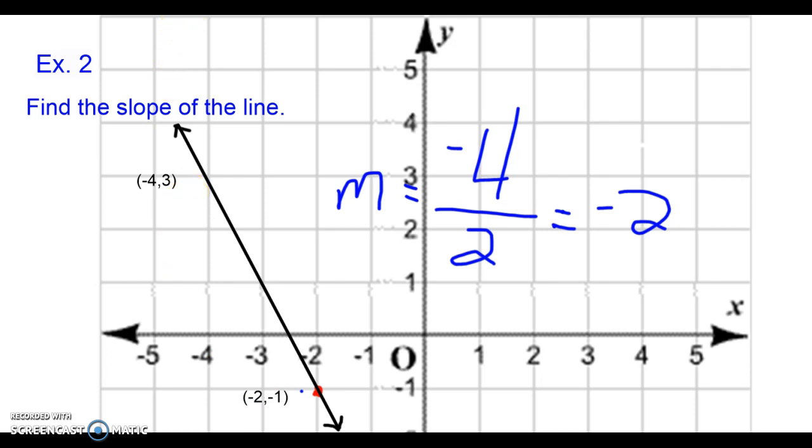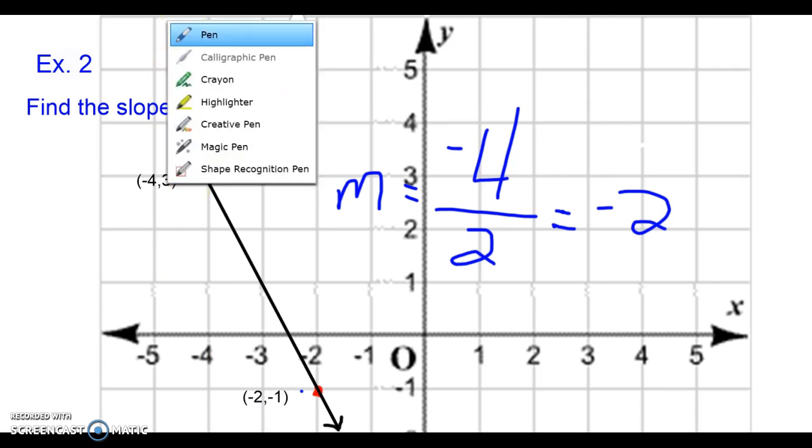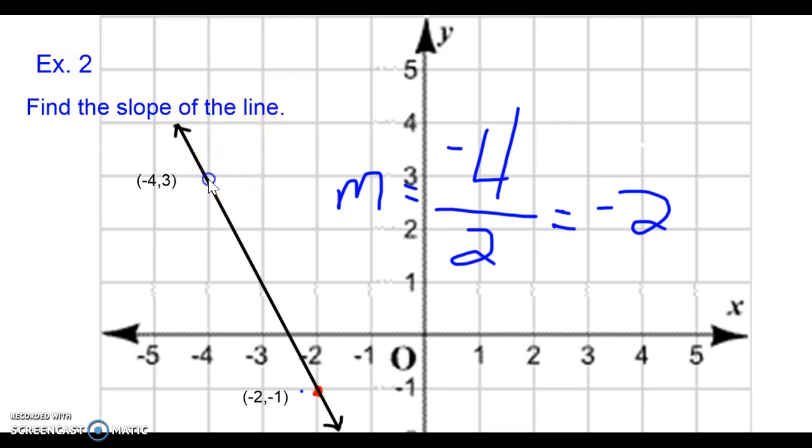I erased my point there by accident. Let's get it back up there. Let's start here. Watch what's going to happen. This is really awesome. So let's start here and let's go rise over run. So here, if I rise up, got to go up once, twice, 3 units, 4 units, right to here. So that's positive 4. So now my m is positive 4.